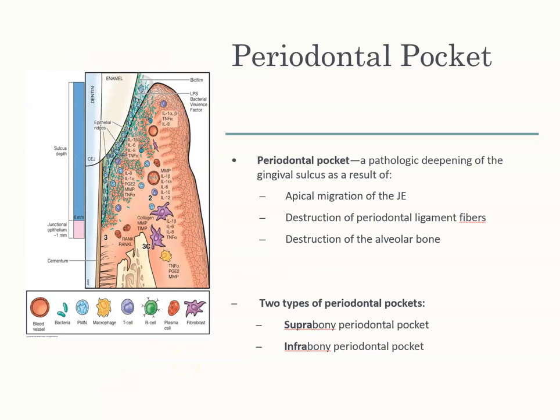Let's start with periodontal pocket. So there's 2 types, suprabony and infrabony. So again, this is a perio condition. There's bone loss here. If I were to probe here, I would get a deep pocket because the junctional epithelium has gone down.